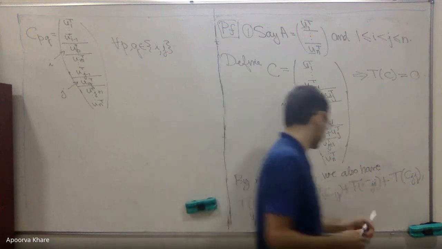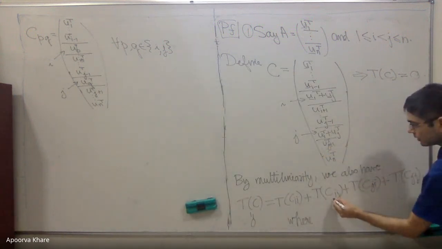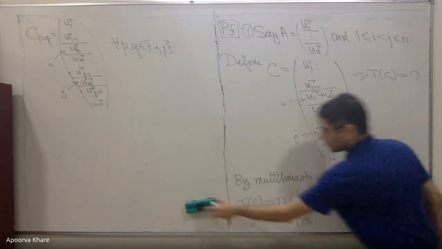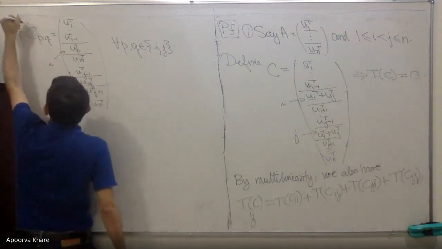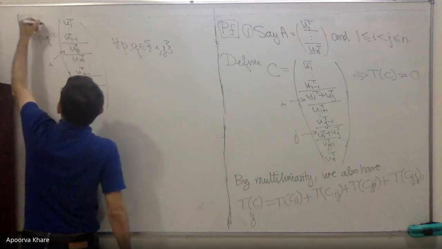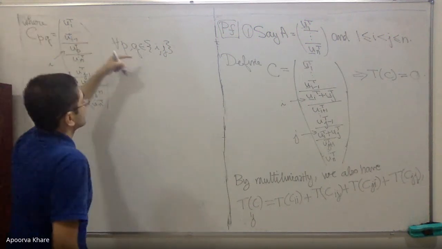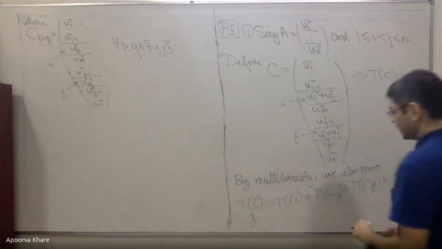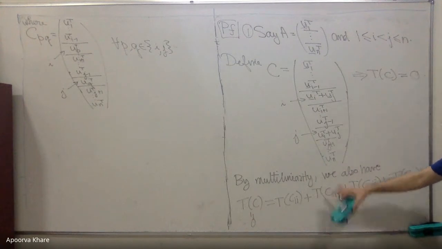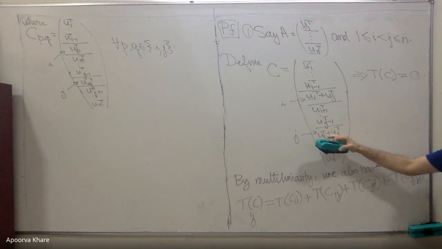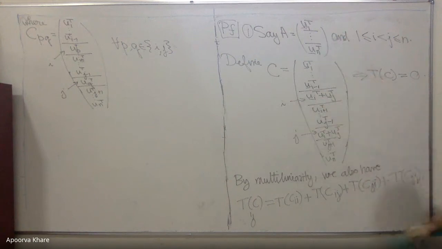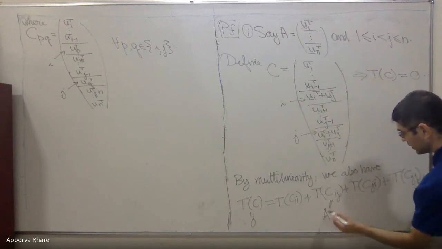I wrote these three matrices, right? What is cij? I'll put the where here. Where CPQ equals this. Now what is Cij? Cij is the matrix where the ith row is ui, and the jth row is uj. That is exactly the matrix A. So Cij is A. Okay.